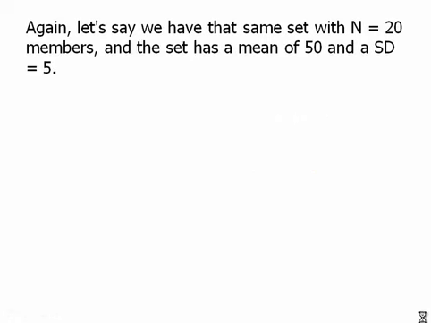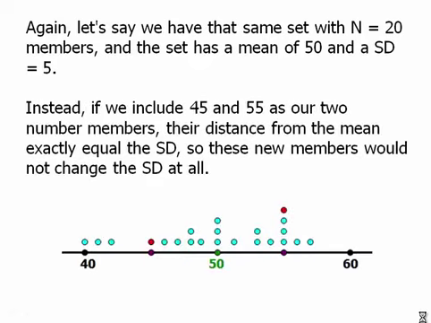All right, reset. We start out with our set of 20. Now we're going to include 45 and 55. Once again, adding 2 numbers that are symmetrically spaced, 5 above, 5 below. So this is not going to change the mean. We're going to stick with the same mean, the mean of 50.